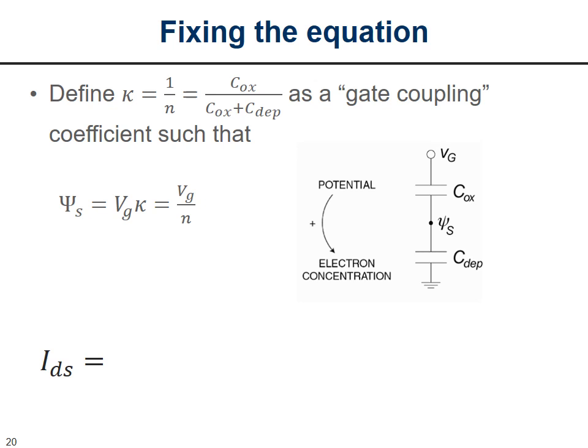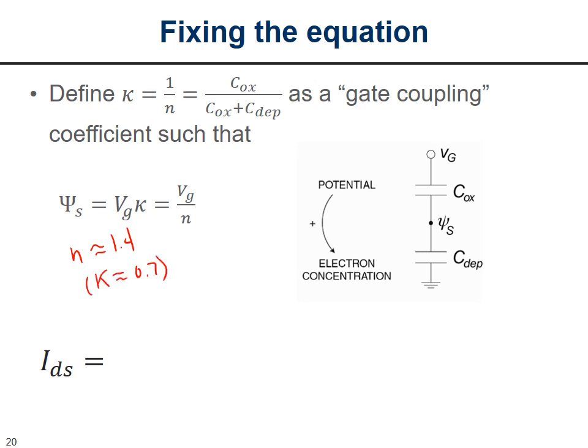Now we call this factor kappa. It's effectively the capacitive divider between COX and C depletion. And we have to incorporate that into our subthreshold MOSFET formula. Now, some people like to use kappa. More typically, we tend to use 1 over n, where n is a subthreshold coefficient. And so basically, the surface potential is the gate potential times kappa, or the gate potential divided by n.